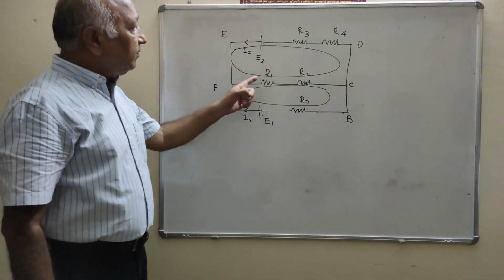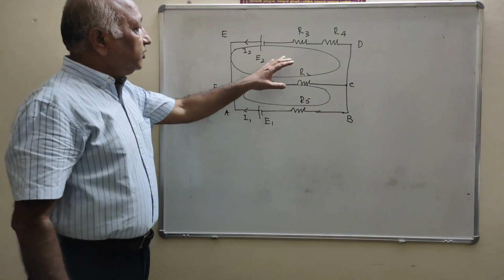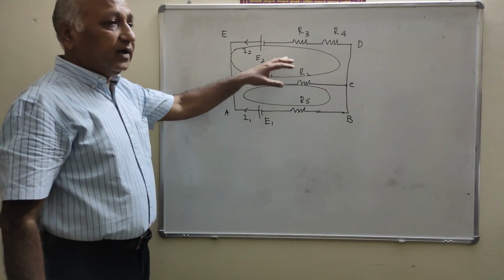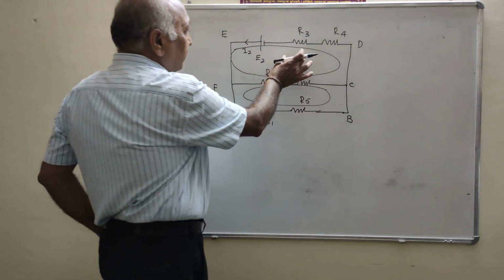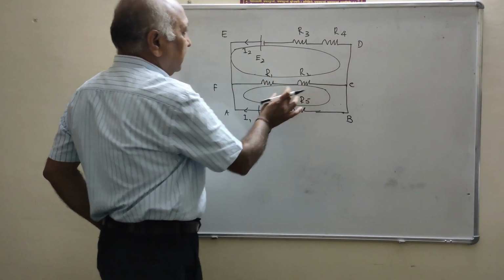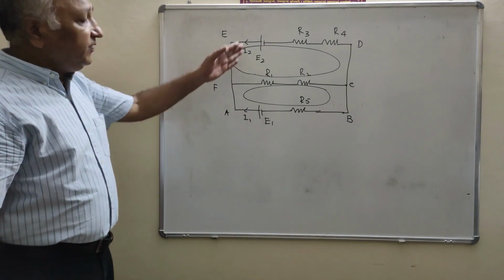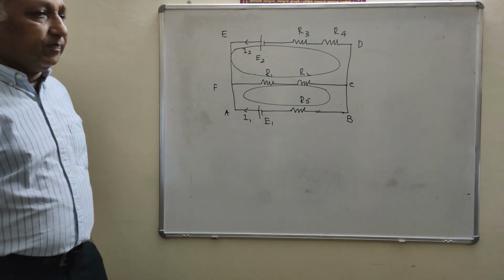Always remember, in mesh there is no internal loop. There is no common loop. It will be a single loop. So these are the meshes 1 and this is the 2. If we have to write the equations, please write.